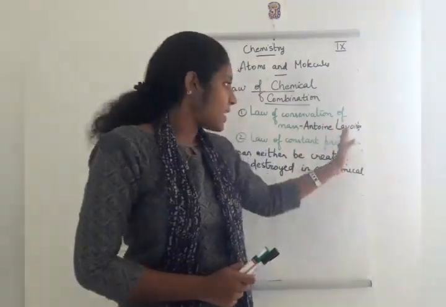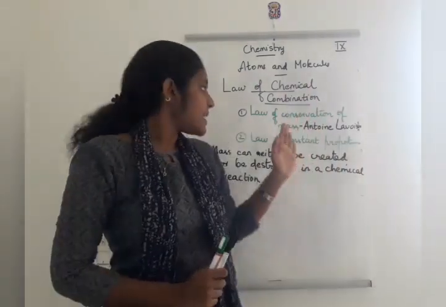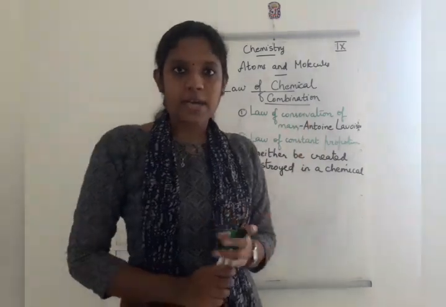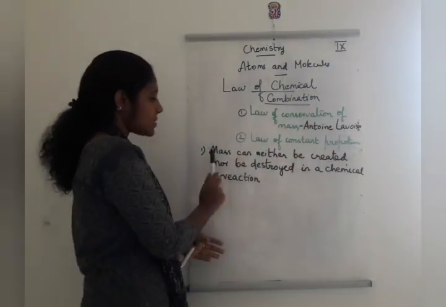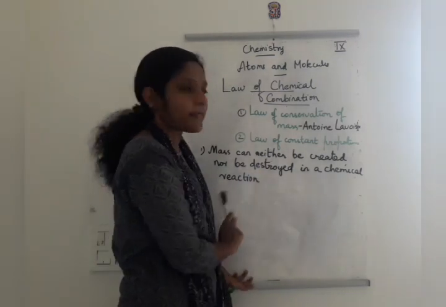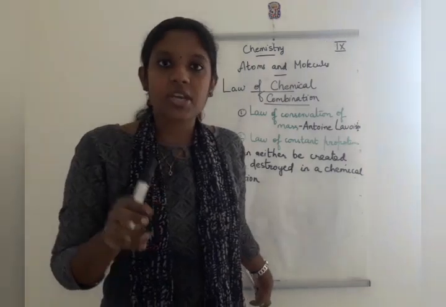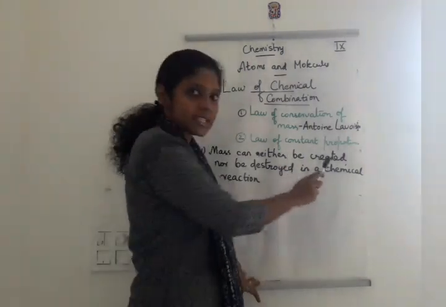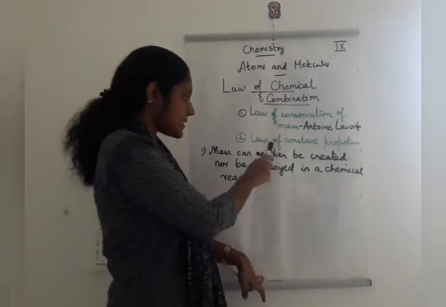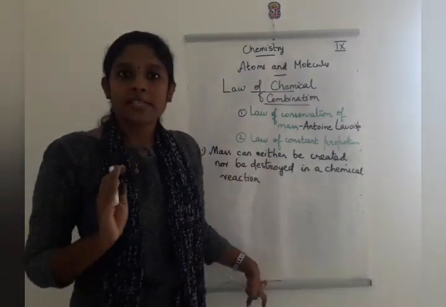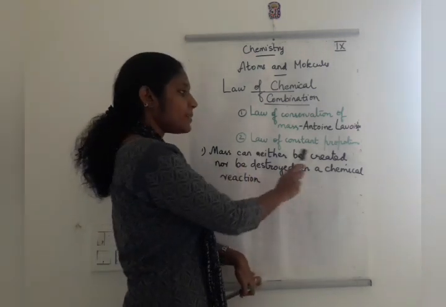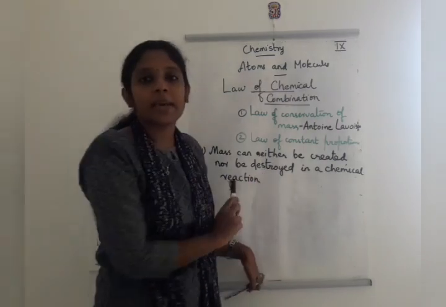Okay, so in the textbook Lavoisier is given. His full name is Antoine Lavoisier. He proposed the law of conservation of mass, and according to this law, mass can neither be created nor be destroyed in a chemical reaction. In a chemical reaction, mass cannot be created, nor can it be destroyed. So this is the law of conservation of mass. The law of conservation of mass states that mass can neither be created nor be destroyed in a chemical reaction.